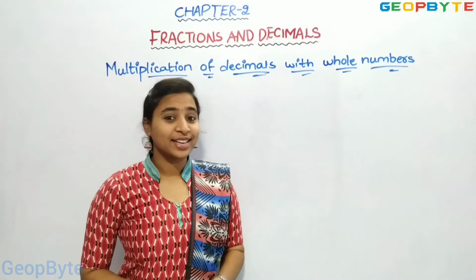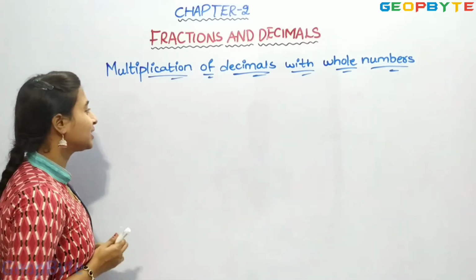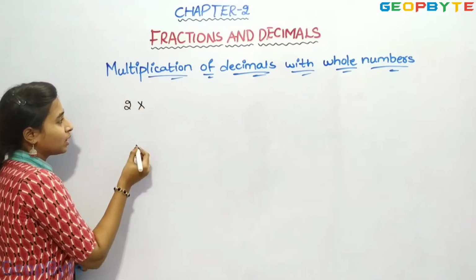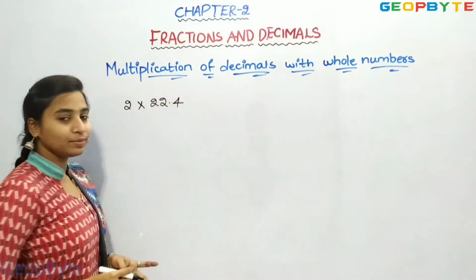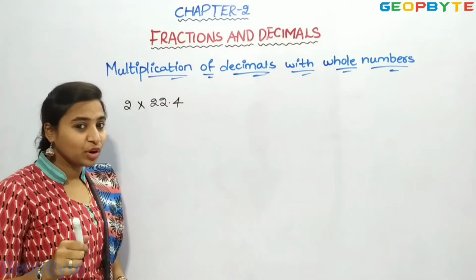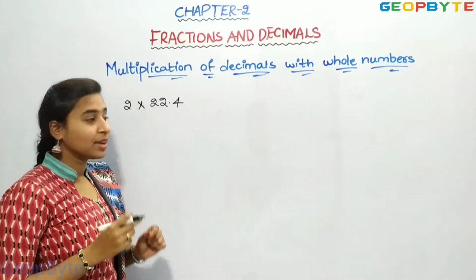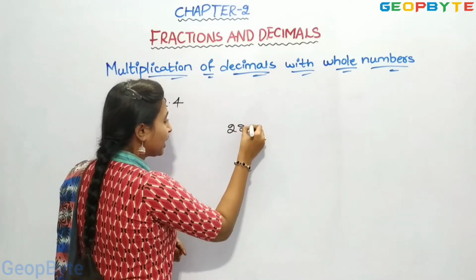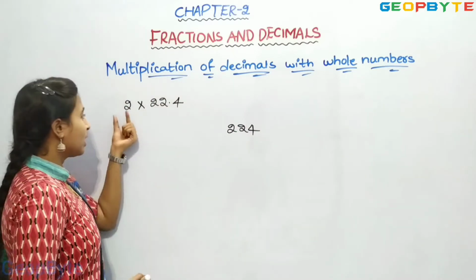Now, let us see multiplication of decimals with whole numbers. Let us take a whole number into a decimal number, say 22.4. Now we will multiply these two numbers. Before multiplying, we will remove the decimal point for an easy way. I will show you: write directly 224. Instead of putting the decimal point, I have written 224 into 2.